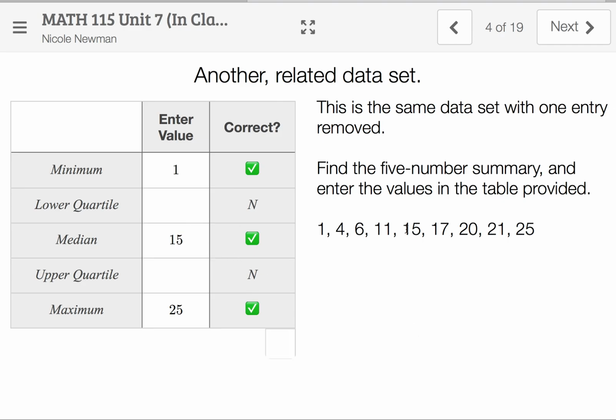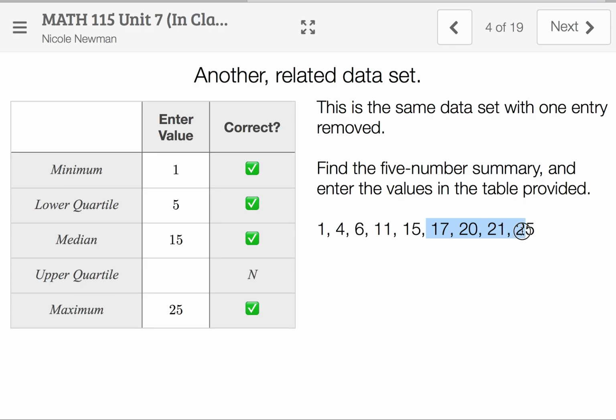The lower quartile is the median of the lower half of the data set, the median of everything less than 15. And so we'd have to take 4 and 6 and find their average. 4 plus 6 will give us 10, divided by 2 will give us 5 for the lower quartile.